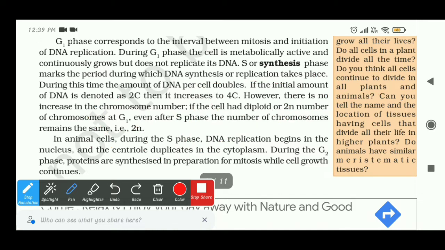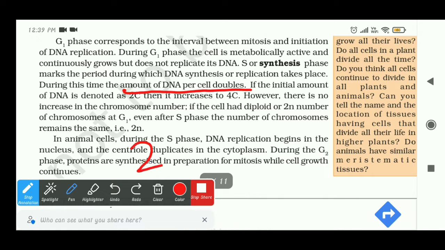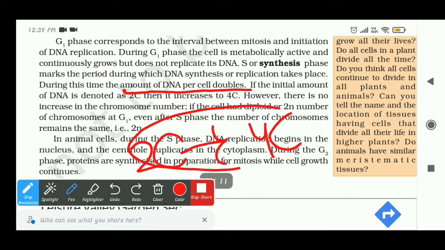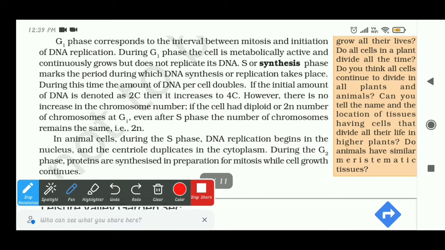The DNA replication will happen, so the amount of DNA per cell will get doubled. For example, if the initial amount of DNA was 2C, then it will get increased to 4C. Next, there is no increase in the chromosome number, but there will be just DNA synthesis, DNA replication, with no increase in the chromosome number.